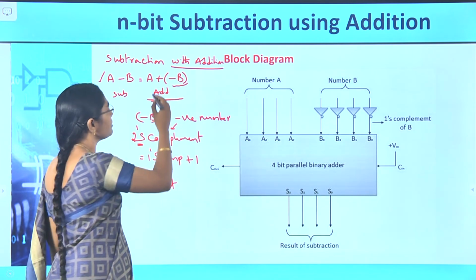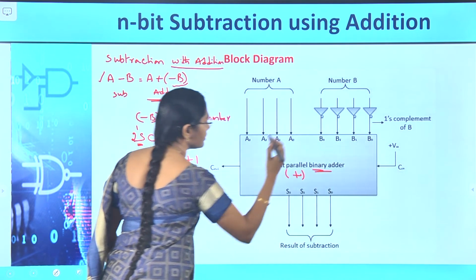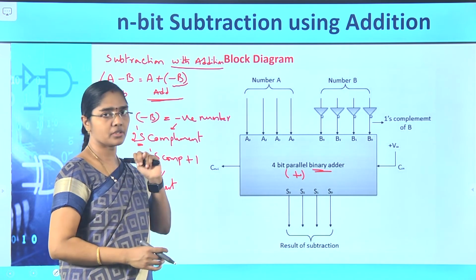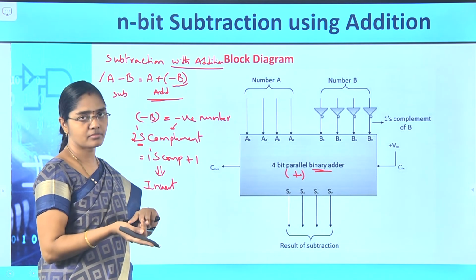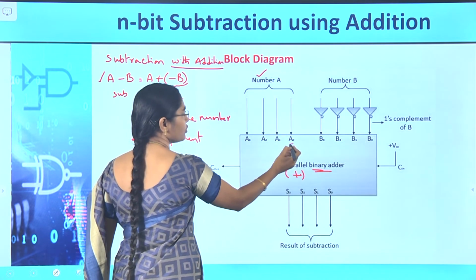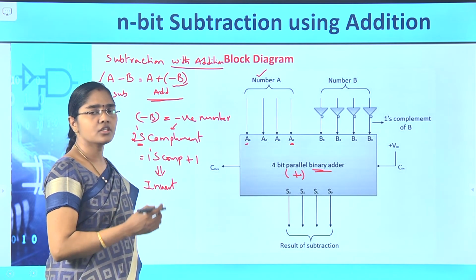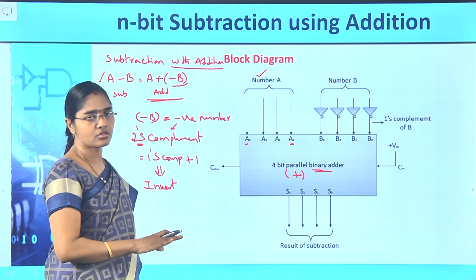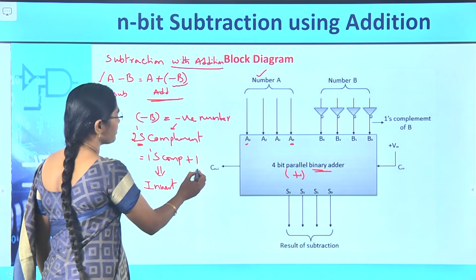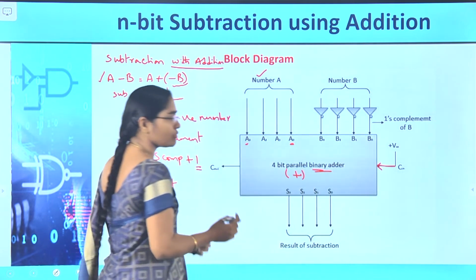What are we taking finally? A plus operator, that means a parallel adder. To it there are two inputs, one is a and another is b. Input a is applied directly as a0 to a3, and how is b applied? The 2's complement of b has to be applied. The 2's complement of b is the 1's complement of b plus 1. So this 1 is applied as the initial carry of that parallel adder.